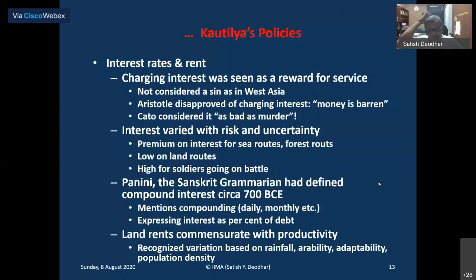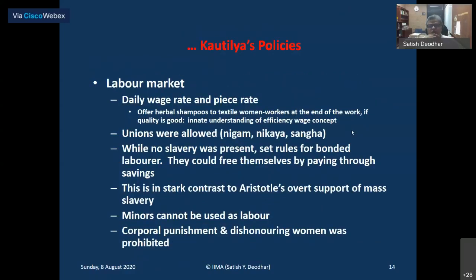Similarly, Kautilya talks about land rents being commensurate with productivity. He recognized the variation of land productivity based on rainfall, arability of land, adaptability of land to different crops, and of course population density. He also talks about lands at the farther end, near the forest. They get ransacked by wild beasts, and therefore land rents were much lower there. So there was a good understanding of risk, productivity and land rents, and this is clearly specified by Kautilya in his treatise Arthashastra. Let me give you a few more examples.